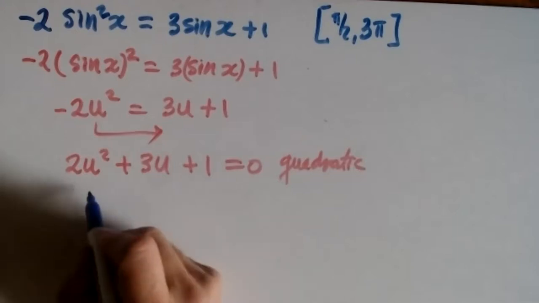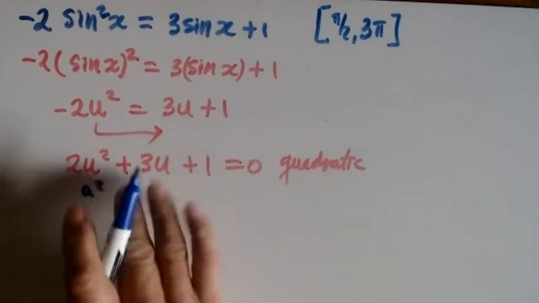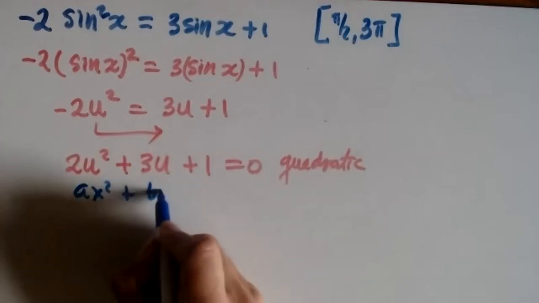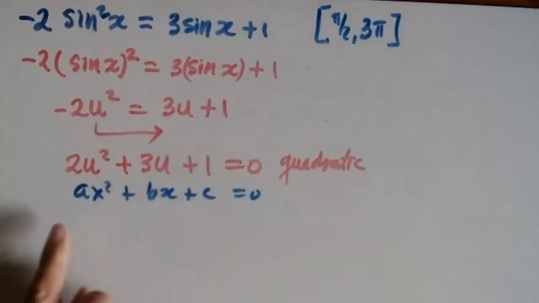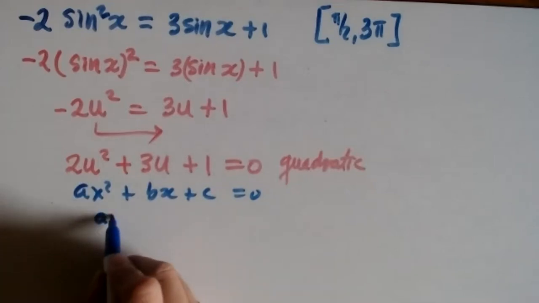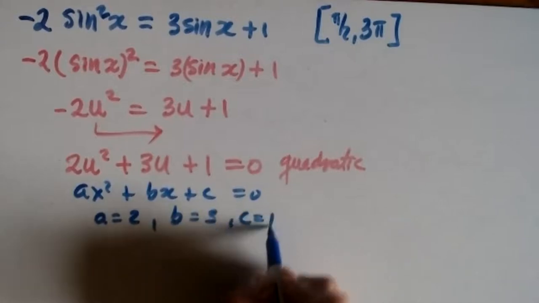So remember, the quadratic equation has the form ax squared plus bx plus c equals 0. So this is the format of the quadratic formula. And then you have to identify the numbers: a equals 2, b equals 3, c equals 1.